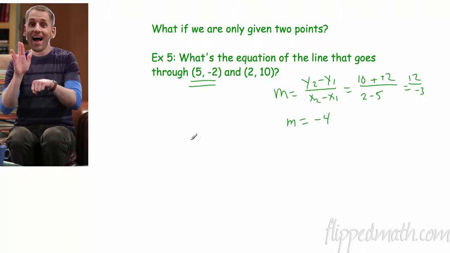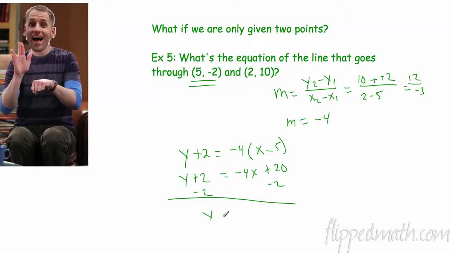Alright, plug it into the point-slope formula. It doesn't matter which point we use, does it? Not really. So y minus -2, well, that's like y plus 2, equals our slope times x minus our x coordinate, 5. Alright, let's distribute. -4x plus 20 equals y plus 2. Subtract 2 from both sides, and we get y equals -4x plus 18.